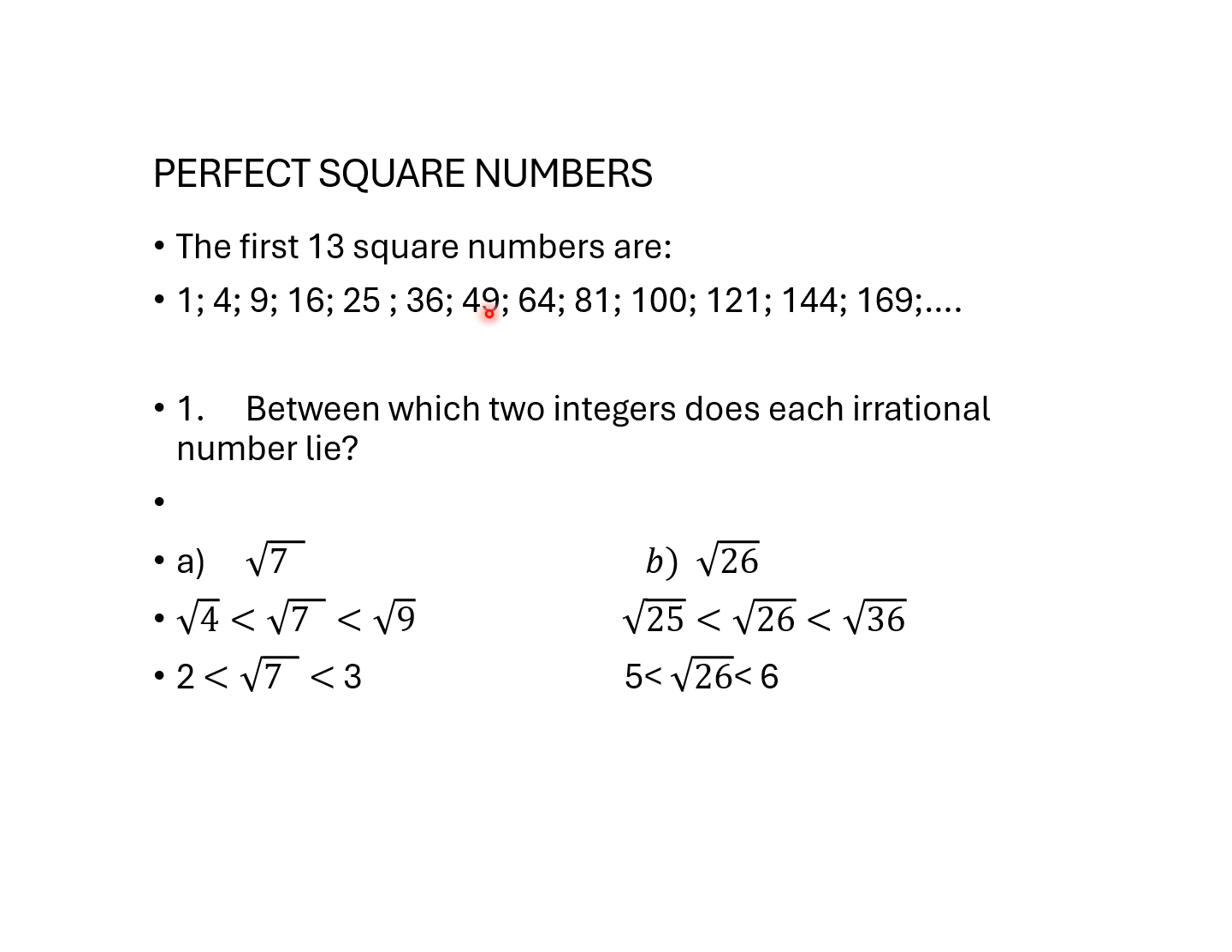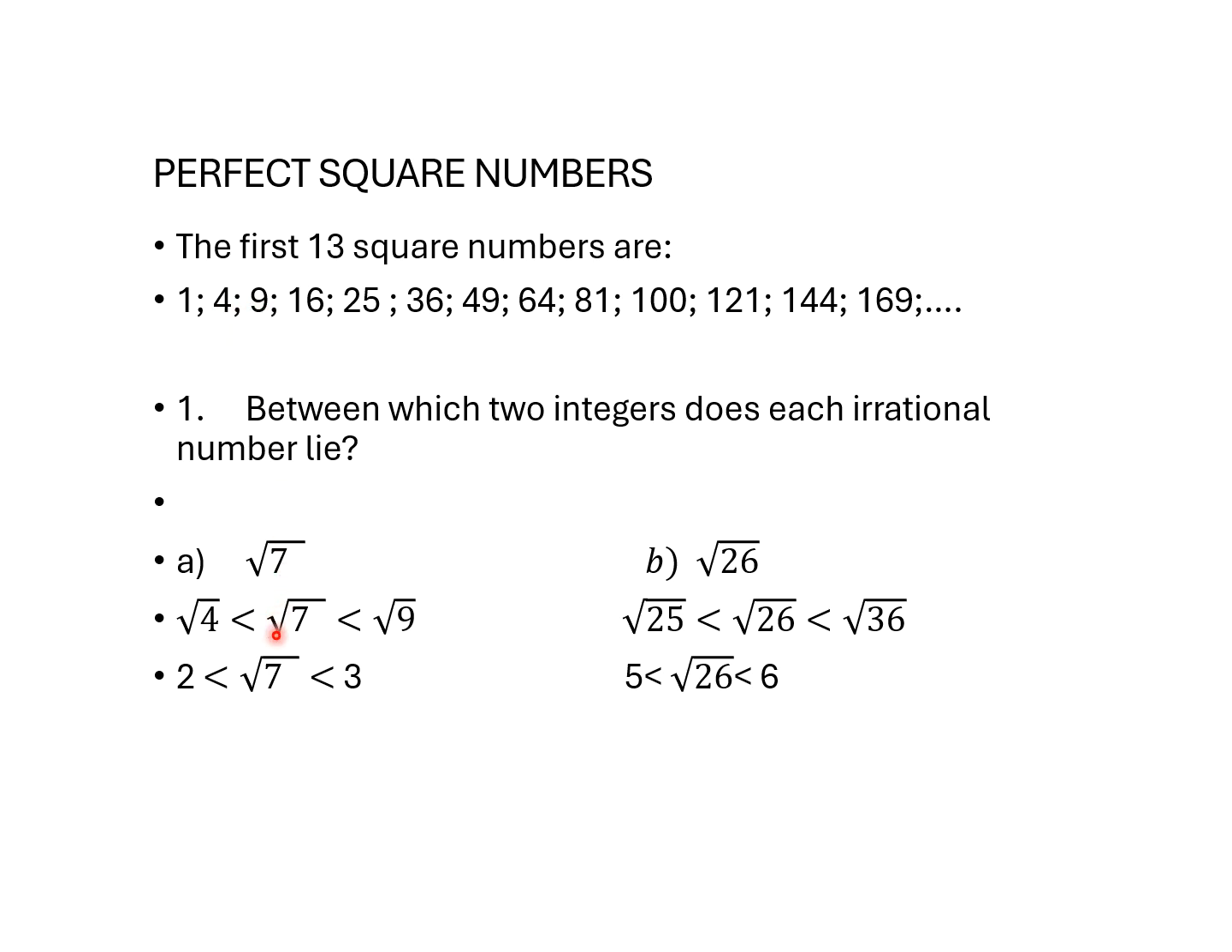Alright, so between which two integers does each irrational number lie? Remember, it's irrational. 7 there, as you can see, doesn't form part of the perfect square numbers. Because it's not a perfect square, the square root will not be a rational number, but it will be irrational, having non-recurring decimals. So if you look at 7, we have 1, 4, 9. 7 falls between the values 4 and 9.